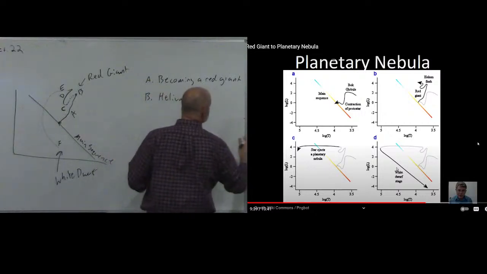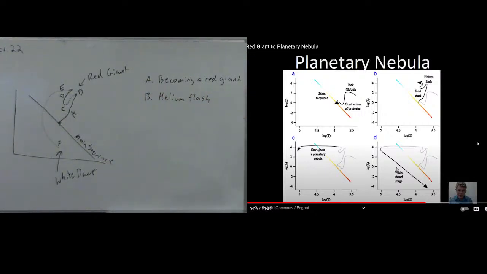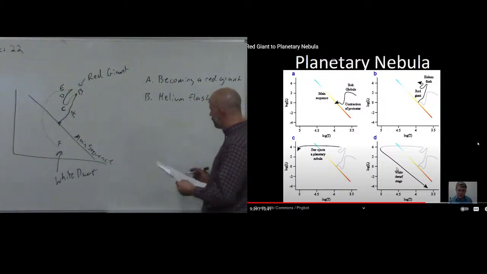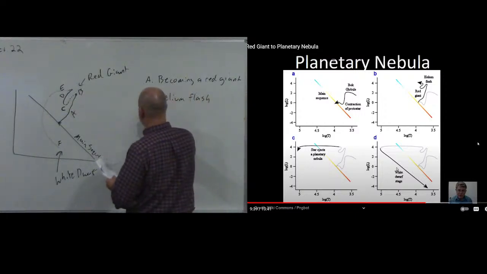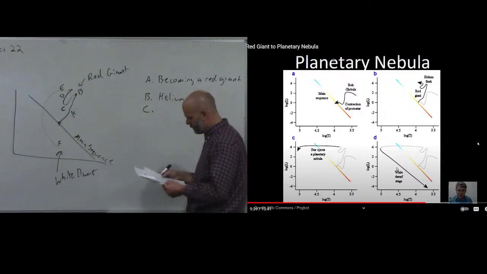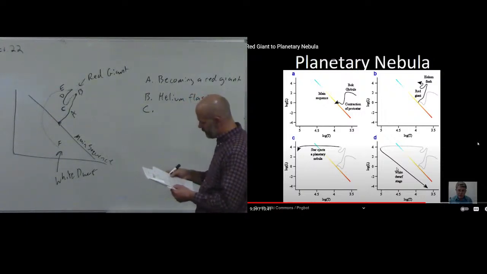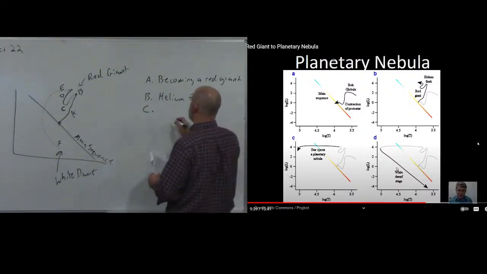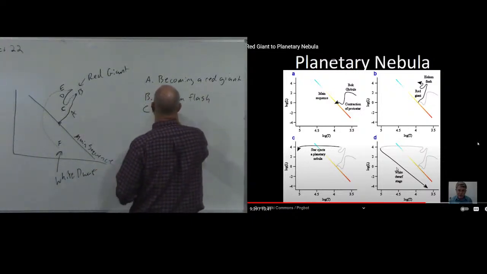That's when the core becomes so dense, so hot, that it's hot enough to fuse helium into beryllium, which doesn't last very long. We'll talk about that. Nanoseconds, and then ultimately into carbon. Okay? C is the period of time while helium is fusing.